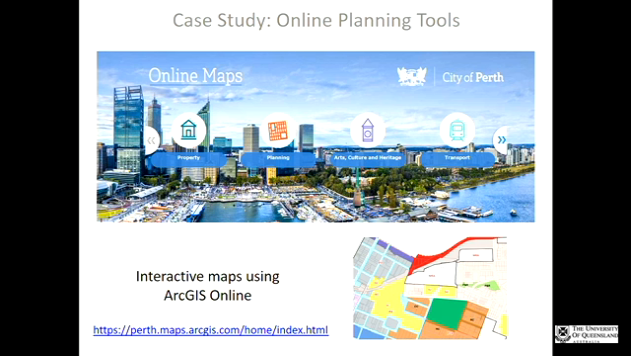The last case study I was going to show you is slightly different. GIS is often used for planning, so this is an example of urban planning, and a nice illustration of how GIS can be used interactively to provide tools and visualization to people. This is the city of Perth, and they have an online interactive map showing the planning scheme. I'll see if I can link to it.